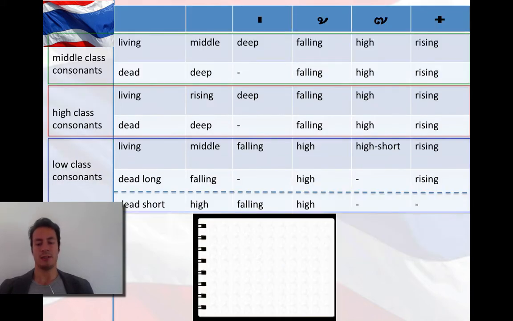Let's take a look at an example. Let's say I have a word in Thai, which is like that. We can see a tone mark on top, but we do not know how to pronounce it.